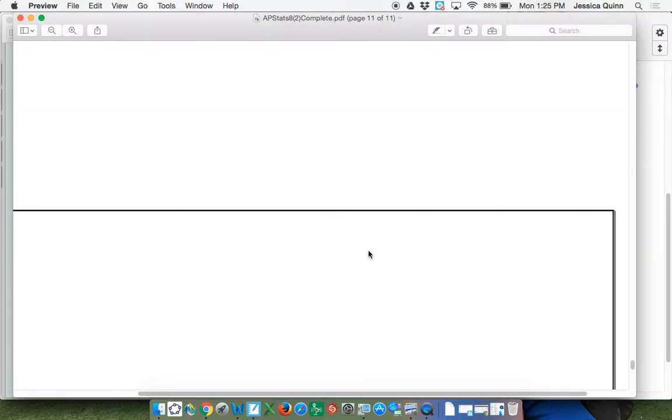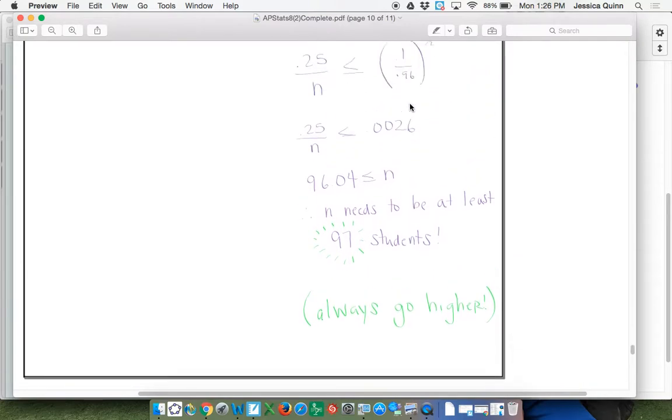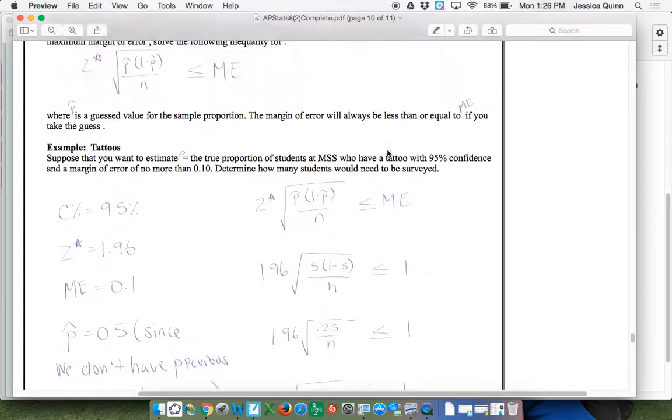That was the last little bit from 8.2. So I would recommend, again, that you just check my math here. But this is the general idea behind choosing a sample size so that you can determine what margin of error value you are comfortable with for your confidence interval.